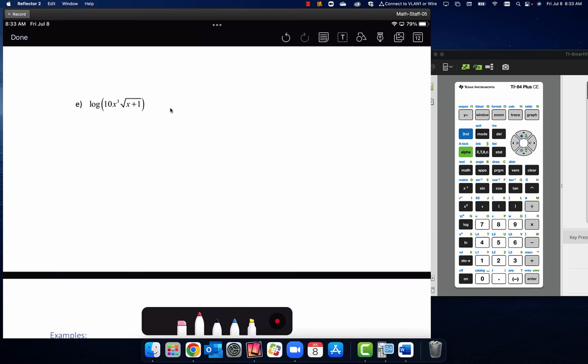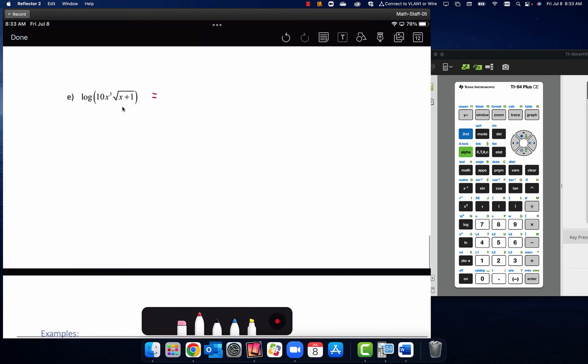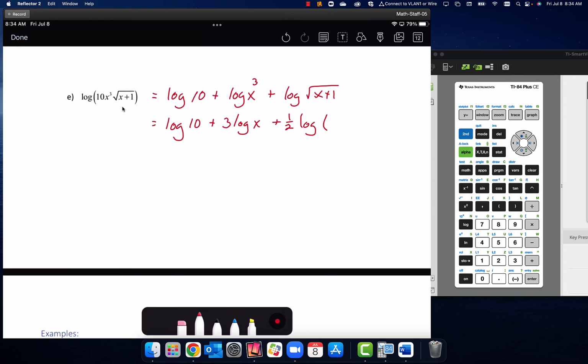In this one, we have 3 things that are being multiplied on the inside. We have 10 times x cubed times the square root of x plus 1. So this is just one big sum. Log of 10 plus log of x cubed plus log of the square root of x plus 1. And now we can take care of some of those exponents. Log of 10 plus 3 log x plus 1/2 log of x plus 1.